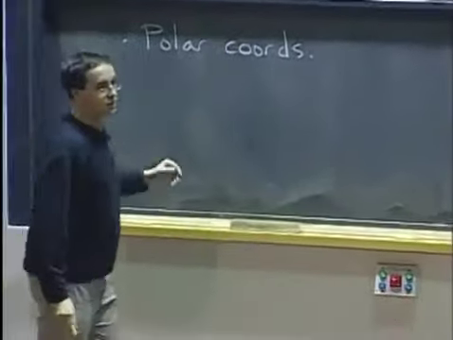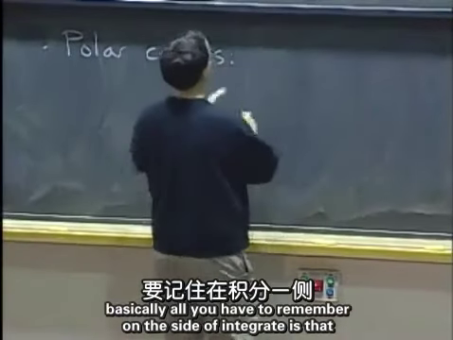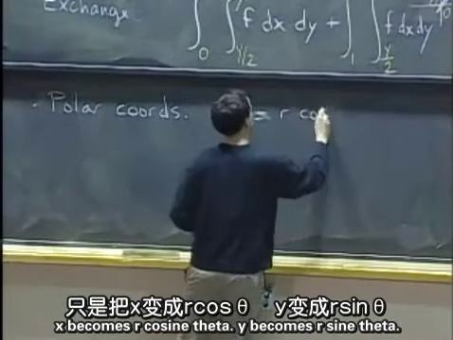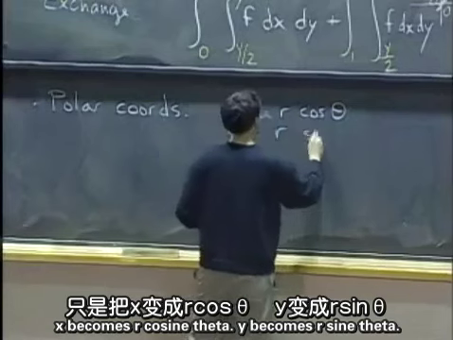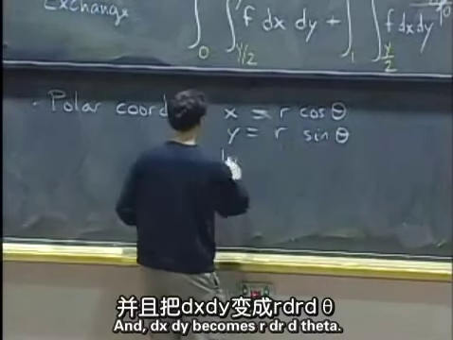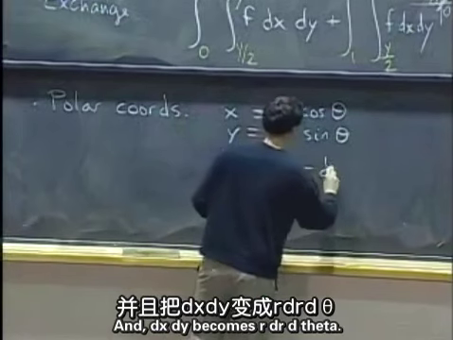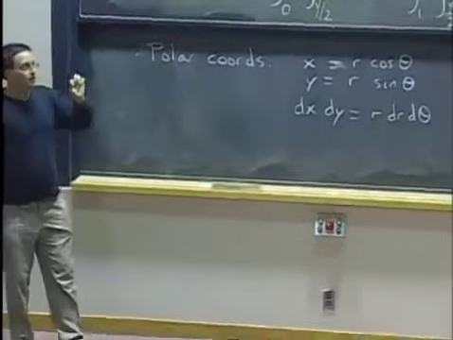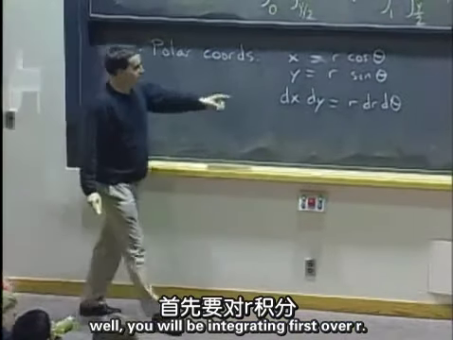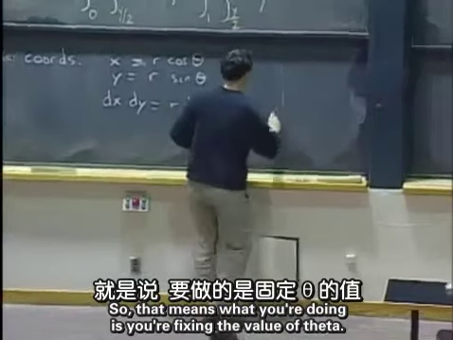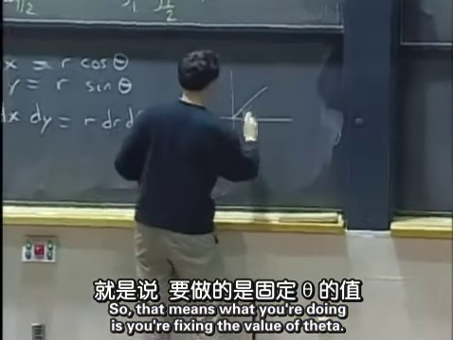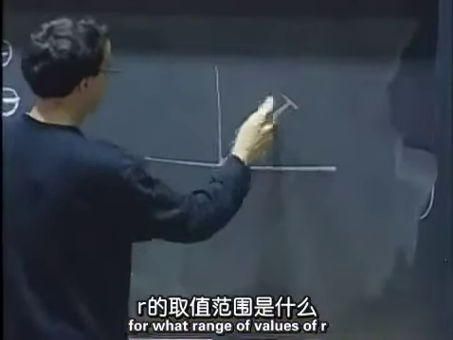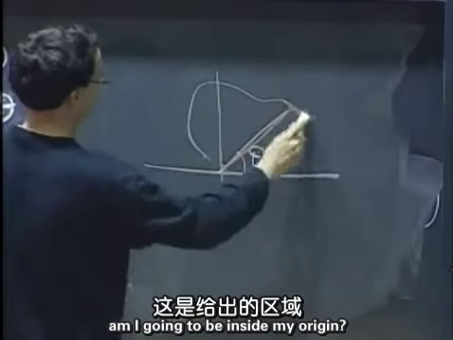So when you go to polar coordinates, basically all you have to remember on the side of the integrand is that x becomes r cosine theta, y becomes r sine theta, and dx dy becomes r dr d theta. In terms of how you slice through your region, you will be integrating first over r, so what you're doing is fixing a value of theta, and for that value of theta, you ask yourself, for what range of values of r am I going to be inside my region?